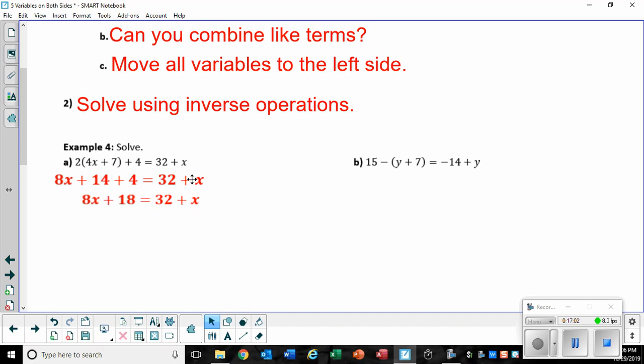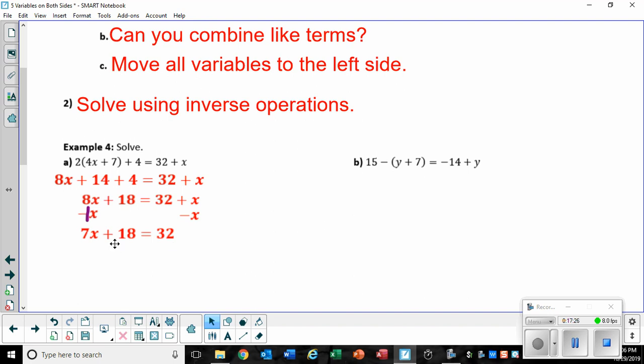Now I'm going to move my x term right here, that's 1x, to the other side. So instead of plus x, I'm going to subtract an x. I'm going to subtract an x here. Now remember, that's an invisible 1. Okay? So it's 8 minus 1 that I'm doing, and it gives me 7x plus 18 equals 32. Now I just go ahead and solve.